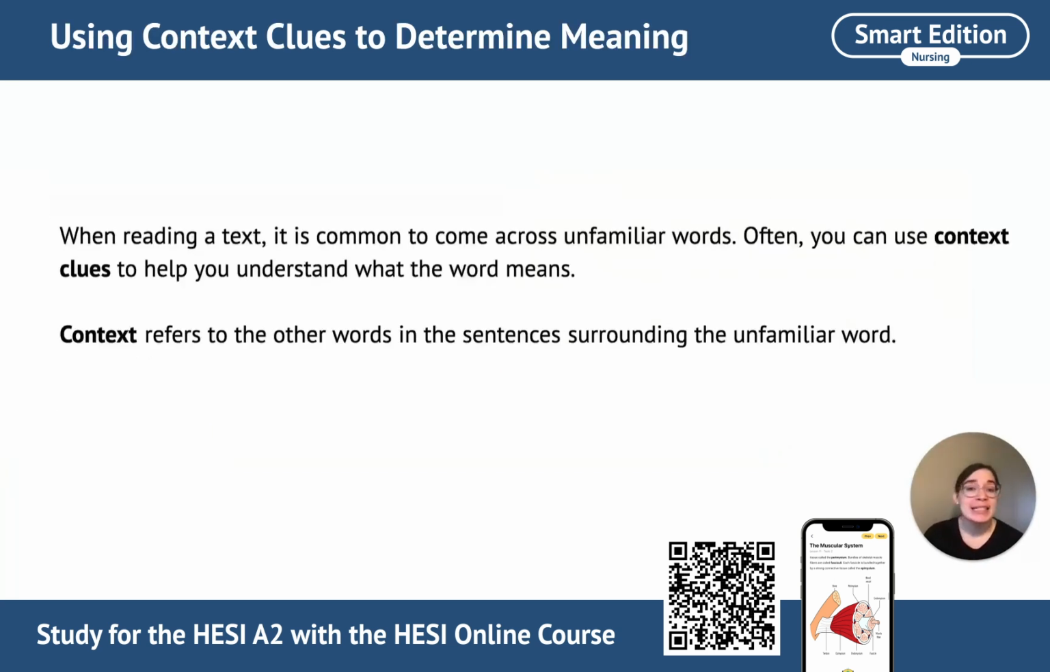Okay, so in our remaining time together, let's shift from talking about breaking down words into their respective parts to using context clues to help determine the meaning of unknown words. So when we're reading texts, it's very common to come across words that we don't know because there are tons and tons of words in the English language. And so not very many of us know all of them. So often we can use the context surrounding that word to help us understand what it means. So context refers to the other words in sentences that surround the unknown word.